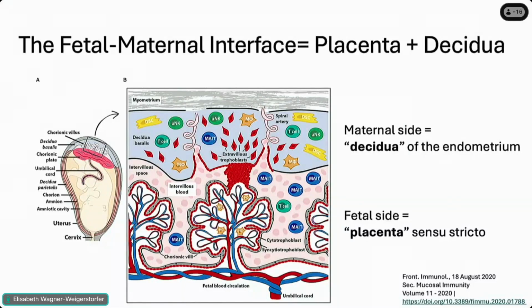So this is actually really a new tissue unit that is arising in evolution.